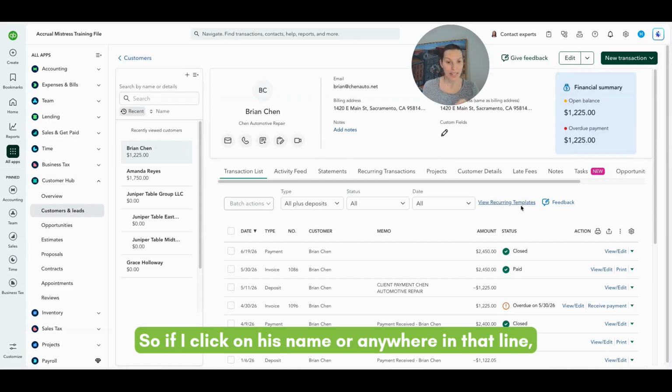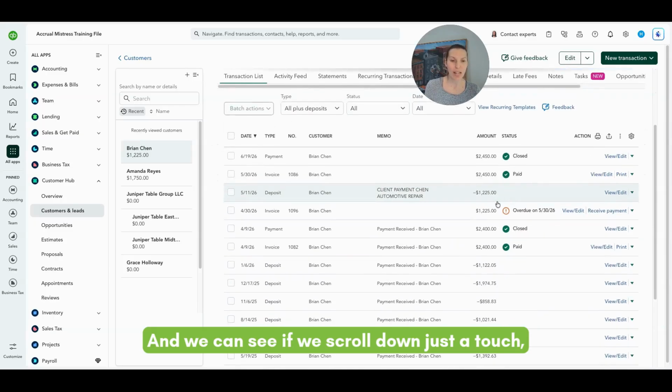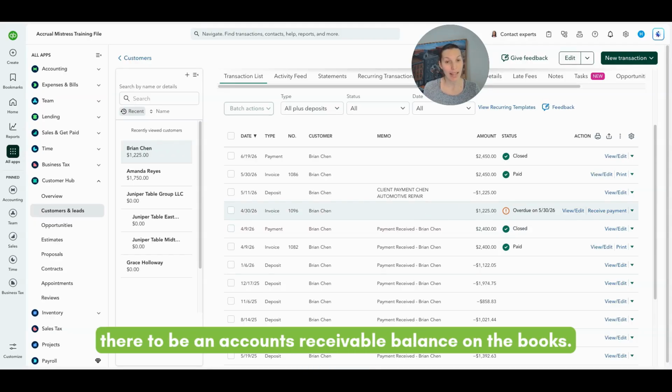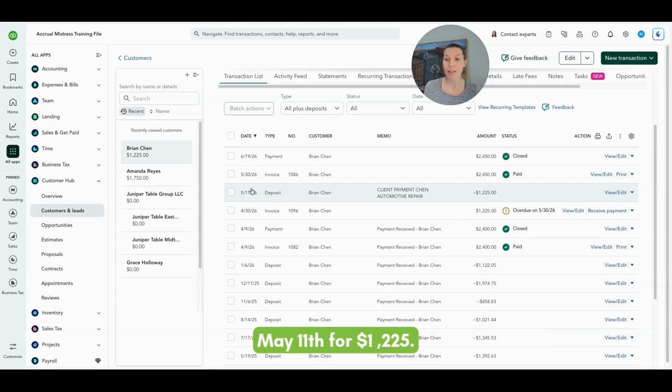So if I click on his name or anywhere in that line, I'm brought into his customer profile. And if we scroll down just a touch, we have this invoice right here, which is what is currently causing there to be an accounts receivable balance on the books. But we can see he did actually make a payment on May 11th for $1,225. So a couple things here.